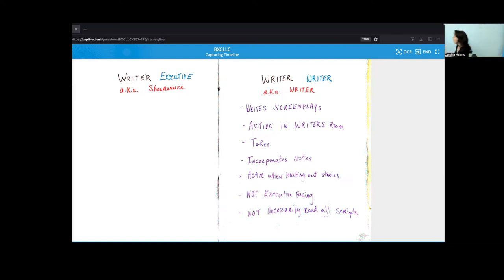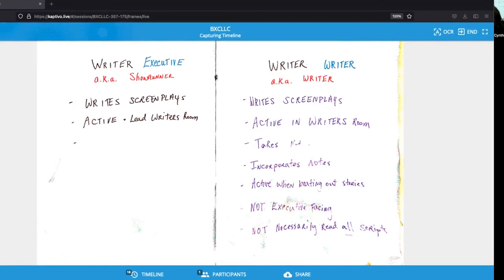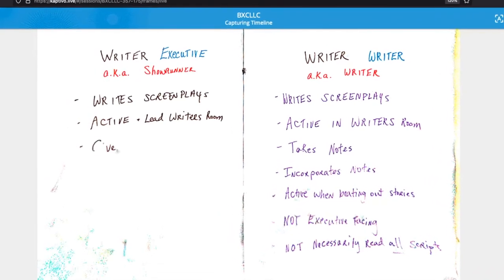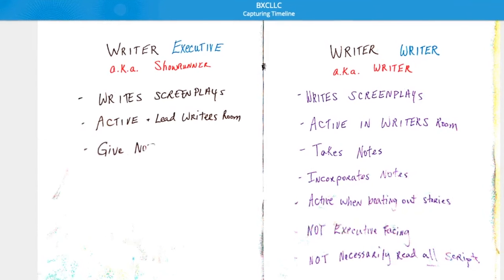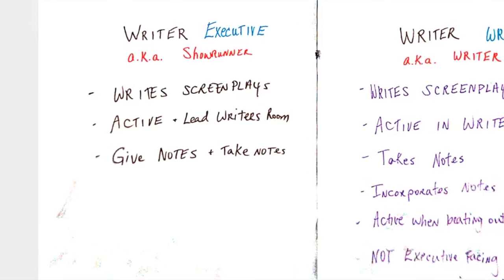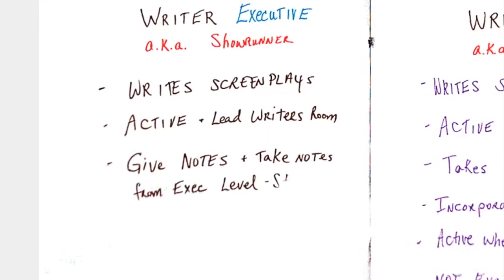Let's take a look at the writer who is an executive. So this writer writes screenplays. They are active and lead the writer's room. I'm noticing the word notes was left off on that side. They give notes and take them from the executive level. And when I say that, I mean studio and network.